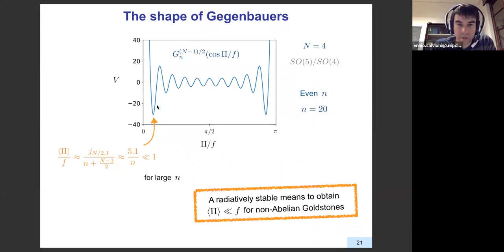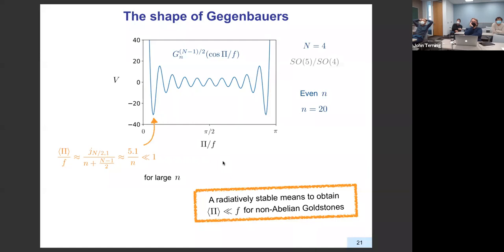So the point is that this first minimum is at pi over f, which is approximately 5 over n. Numerically, this is some zero of a Bessel function. And for large n, you get 5 over n. So there is a parametric sense in which for large n, this becomes close to the origin. This is why I would say it's a parallel to the case of abelian Goldstones.